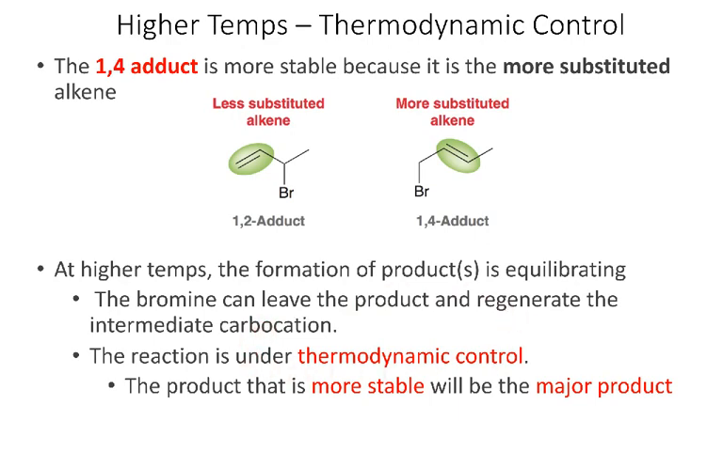So at higher temperatures, when there's more energy in the system, and it's more likely to form this equilibrium between the products and the intermediate, then we're going to favor the more stable product. So higher temperatures tend to form the more stable product.